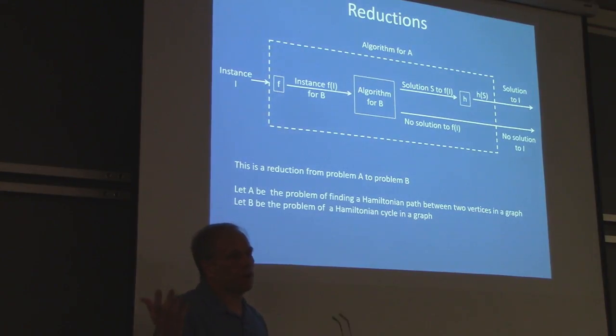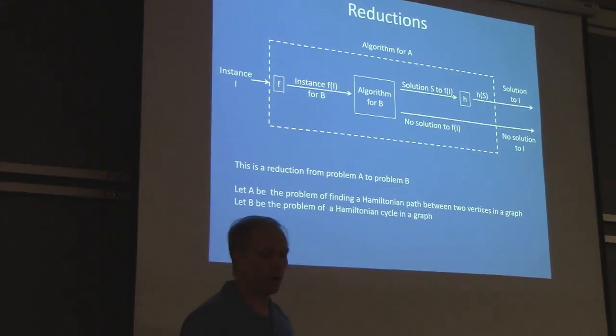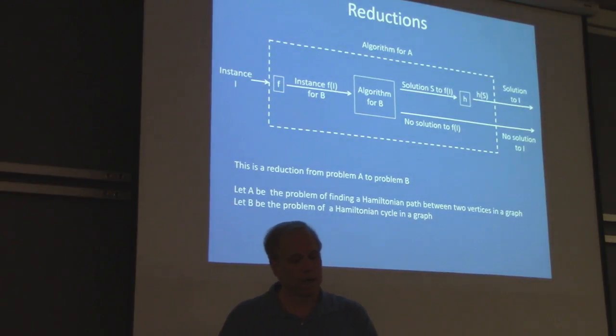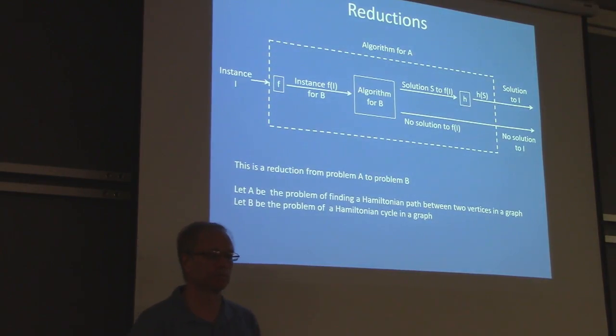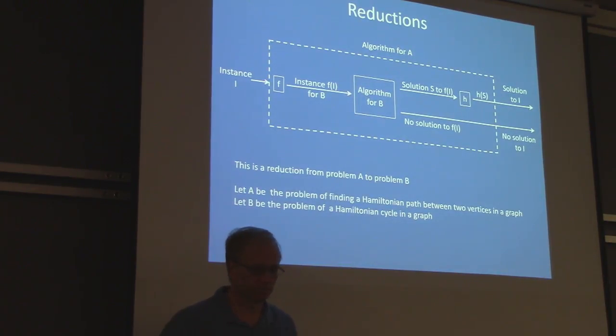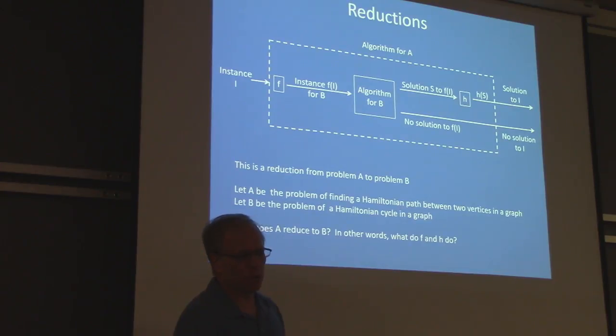Now, we'll let B be a very similar problem. Let's suppose we have sitting around an algorithm that will find a Hamiltonian cycle in the graph, and we want to trick it into finding Hamiltonian paths. So those are both very simple problems. Right? And we want to do this reduction. So we want to figure out what F and H we need.